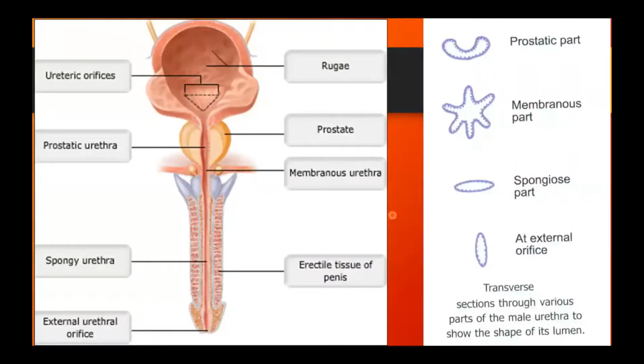So these are the transverse sections. In the prostate, the prostatic part looks semilunar shaped. The membranous part looks star or stellate shaped. In the spongy part, it is a horizontal slit, and at the external urethral orifice, we have the vertical slit.